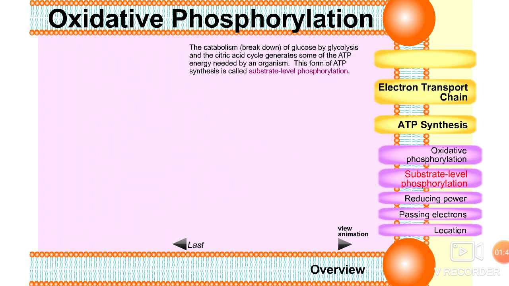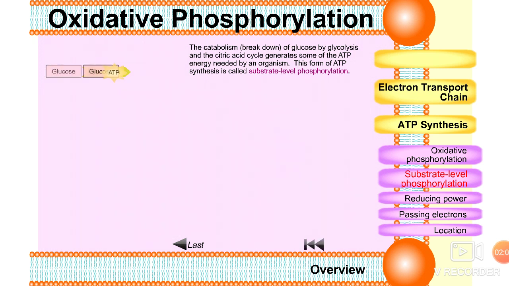Here, during this reaction, whatever ATP is synthesized, without entering into the electron transport chain and without using oxygen, is directly synthesized, that is, at the substrate level only. That's why this process is known as substrate level phosphorylation.